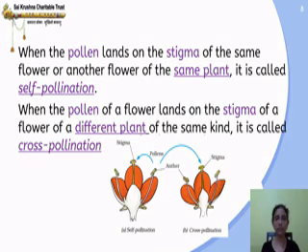When the pollen lands on the stigma of the same flower or another flower of the same plant, it is called self-pollination. What do you mean by cross-pollination? When the pollen of a flower lands on the stigma of a flower of a different plant of the same kind, it is called cross-pollination.